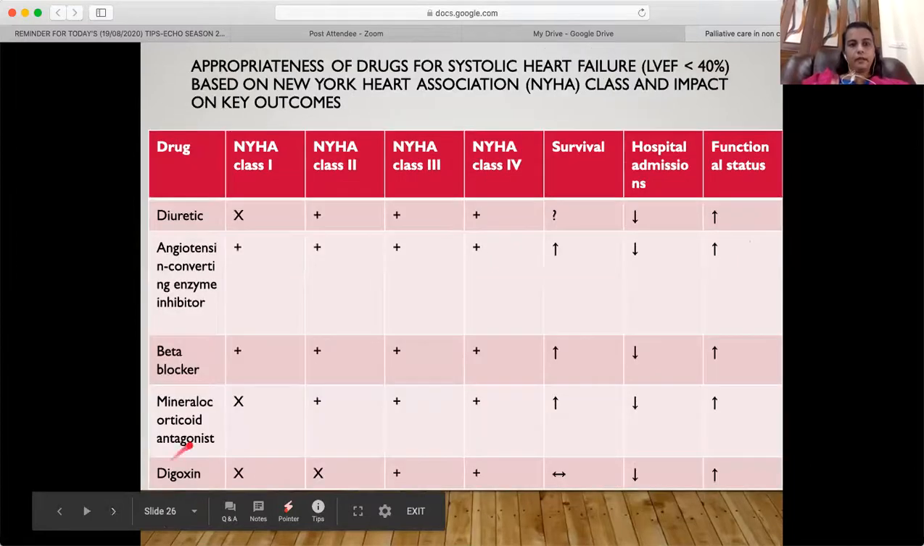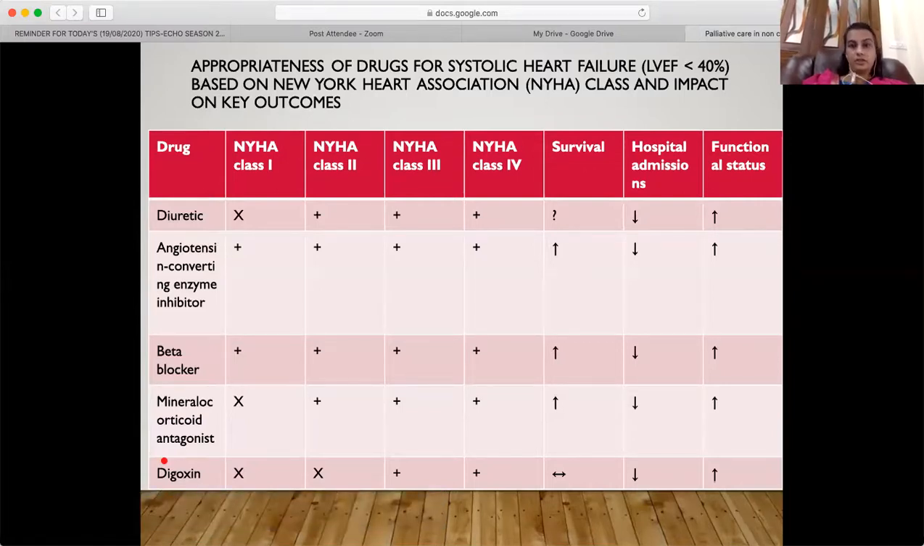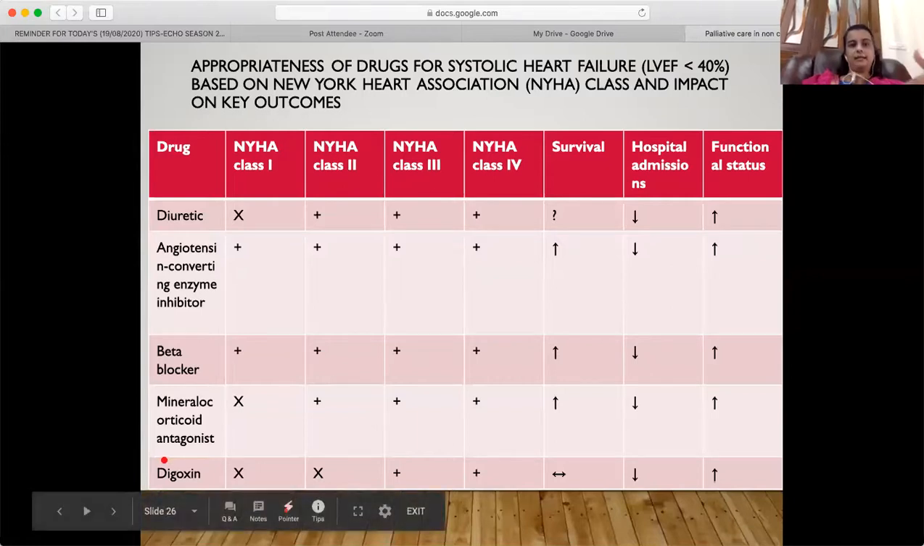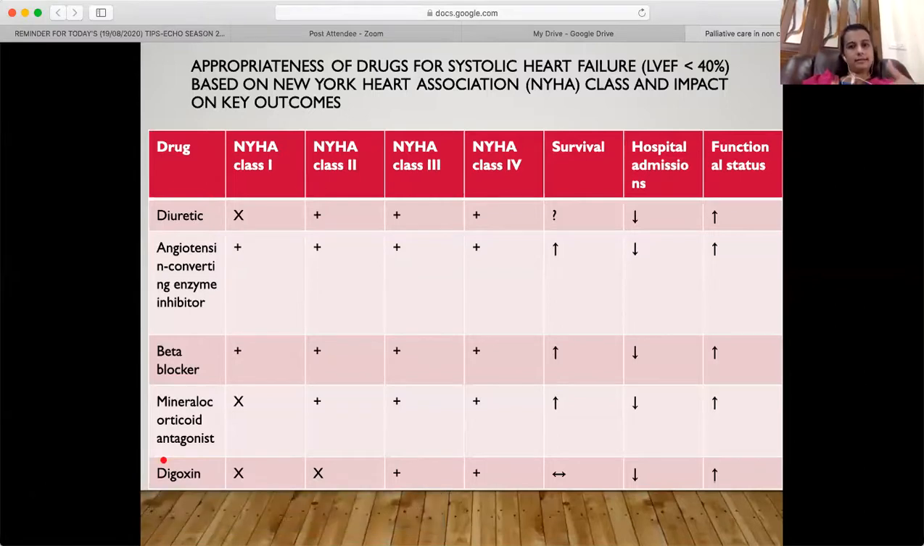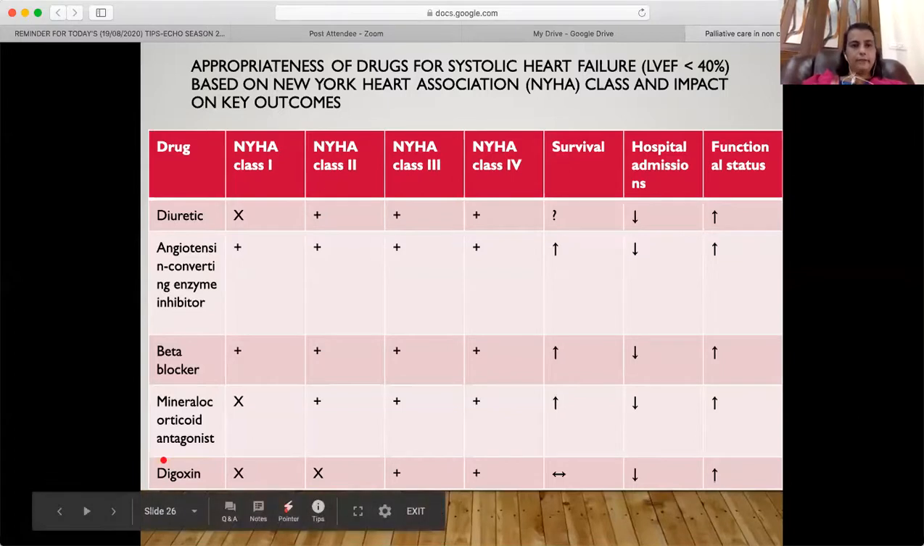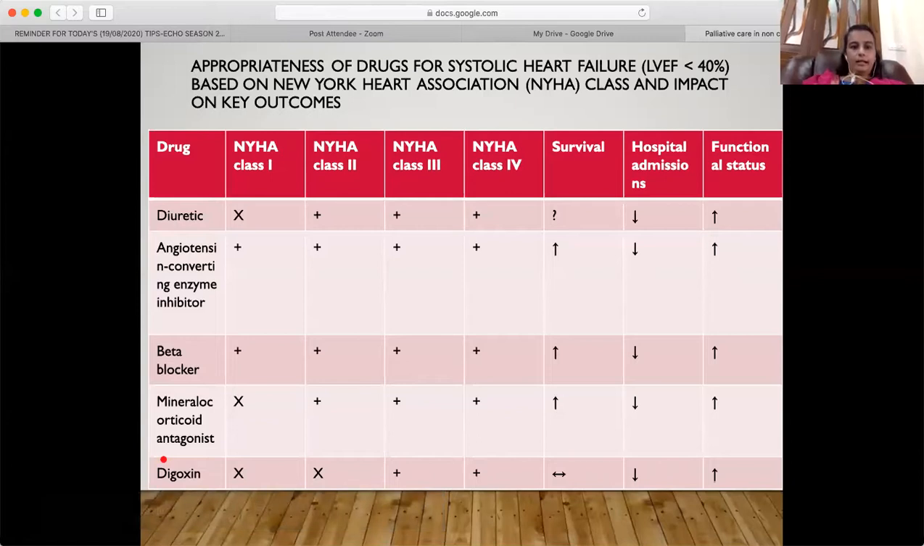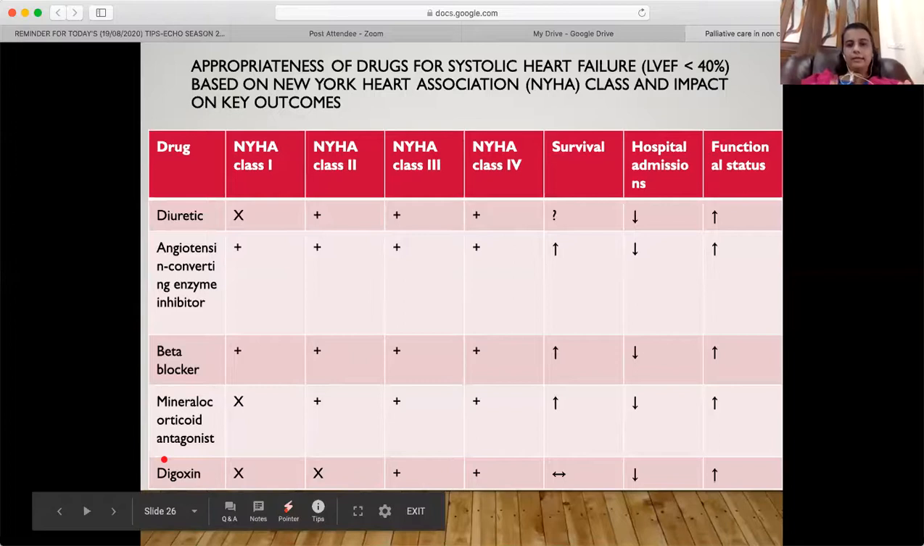So depending on the class, if you've got NYHA class 1, then there is a role for ACE inhibitor, which is shown to improve the survival and decrease hospital admissions and improve the functional status, which has to be continued till when they are in class 4. Then in class 2, you start with diuretic. Then beta blocker again has a role from class 1 to continue till class 4. Similarly, mineralocorticoid antagonists, you start in class 2 and you continue till class 4. And digoxin, again, you start with class 3 and you continue to class 4. So all these are important.